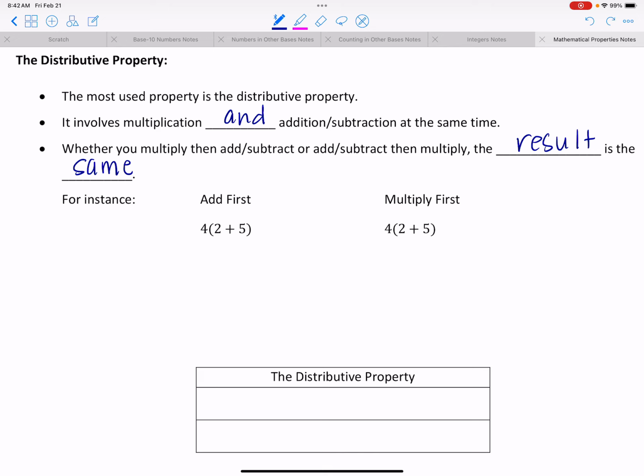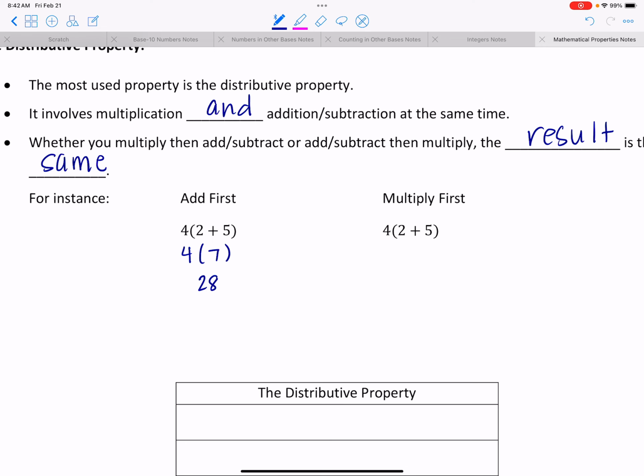Okay, so let's say we added first. If we were in the grouping symbols and we added first, the 2 plus the 5 is going to make 7. And then we did the multiplication of 4 times that 7, we get 28. Now, if we wanted to multiply first, this is where we're actually using this distributive property. To multiply first means this 4 has to multiply to each of the terms inside of our grouping symbols. So we're going to multiply it to the 2 and multiply it to the 5.